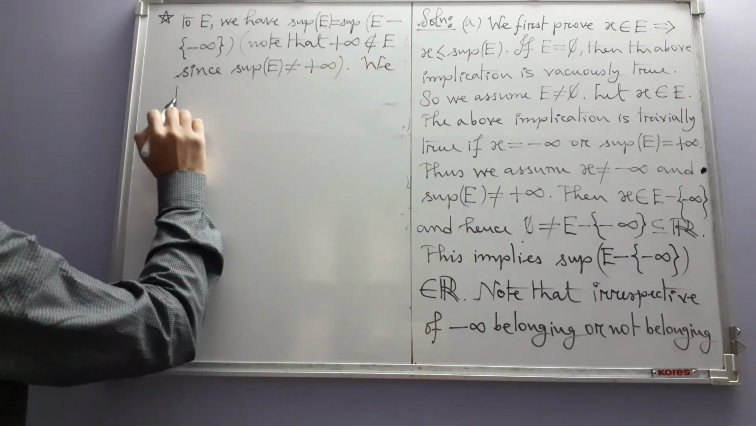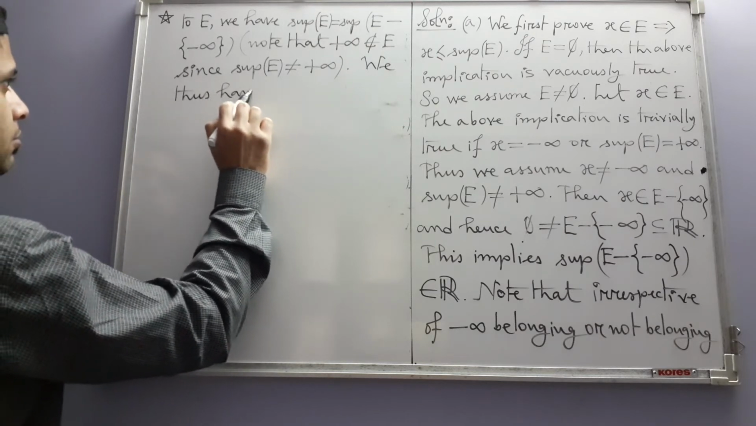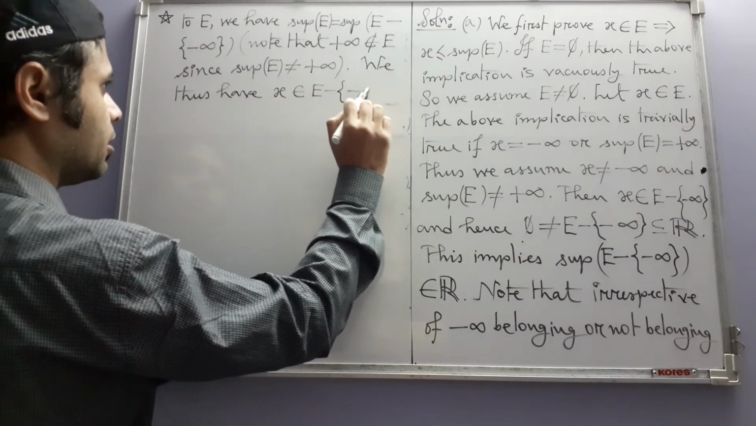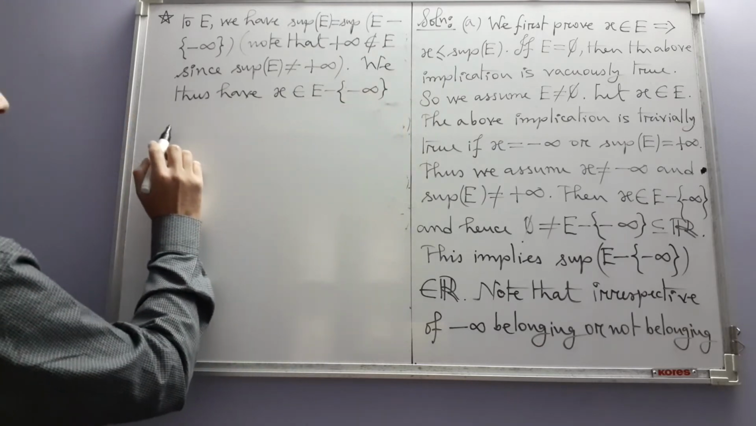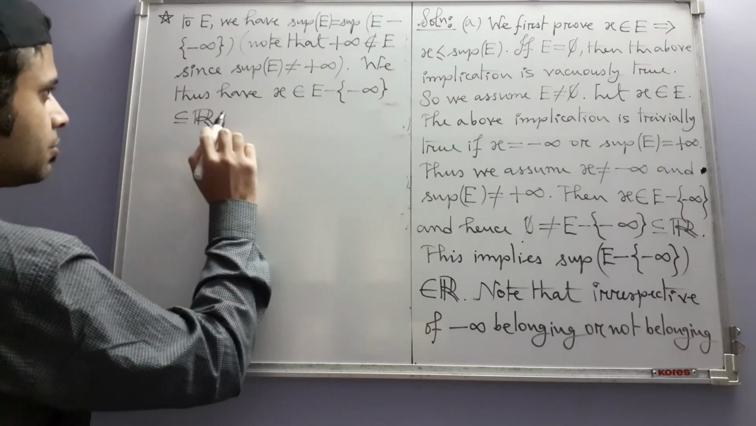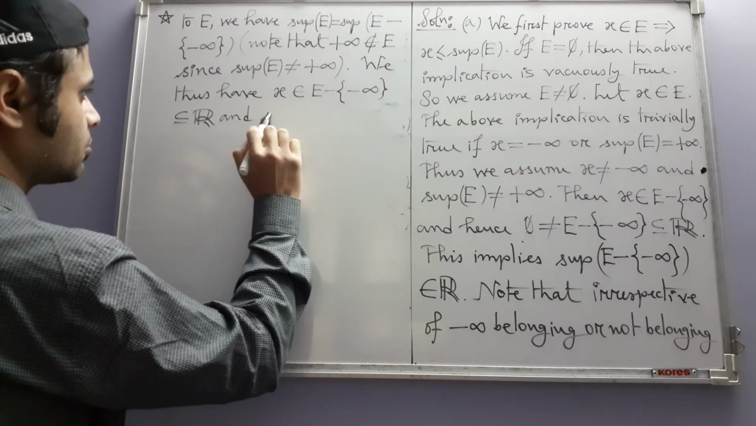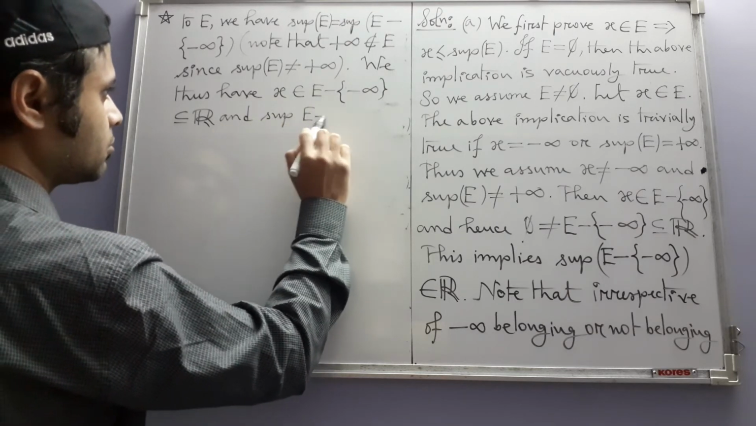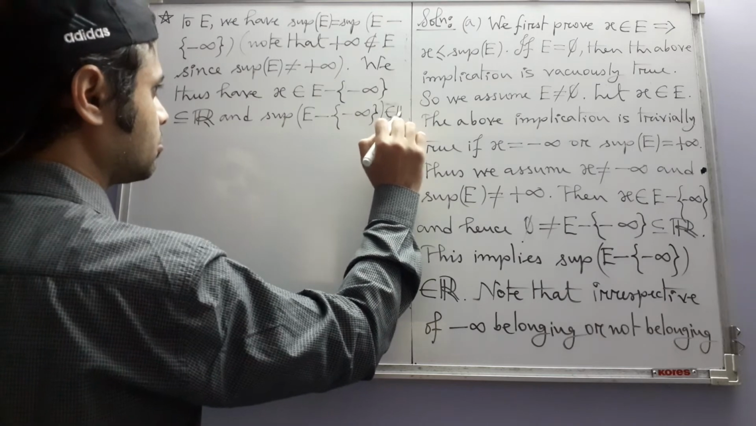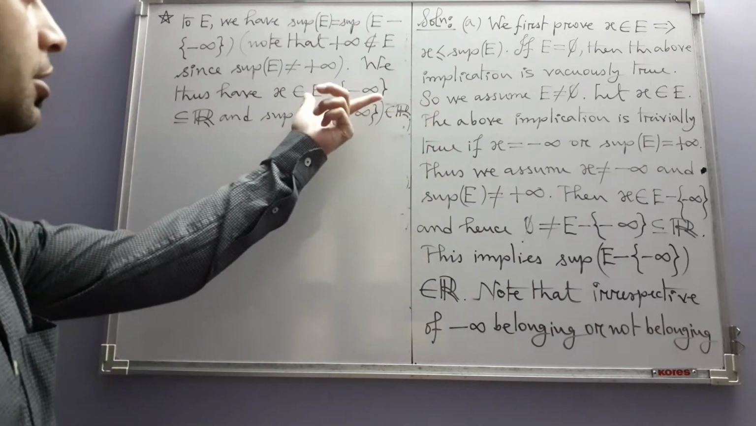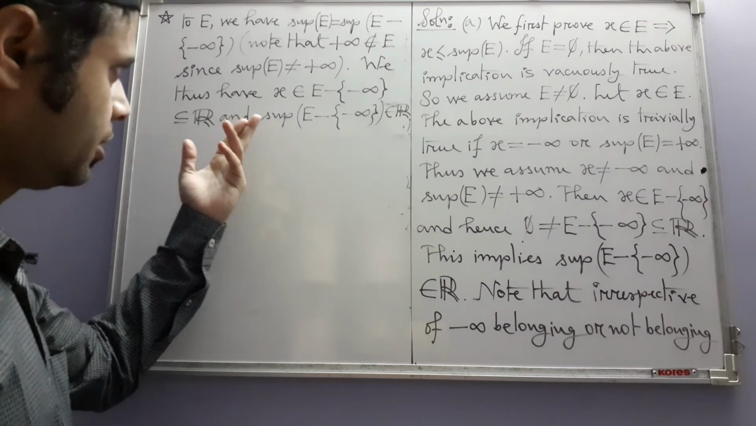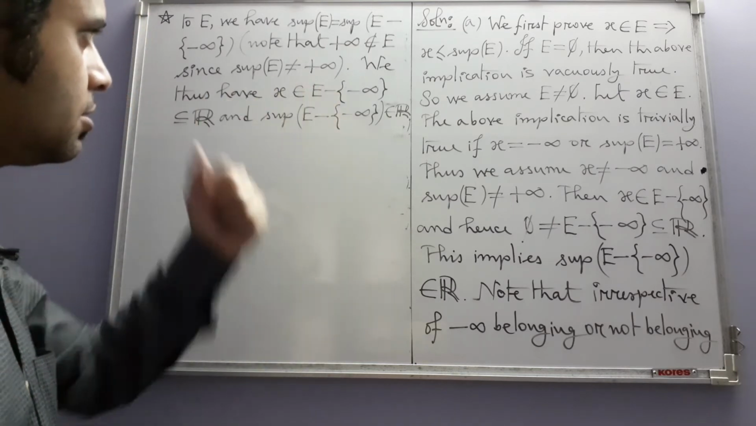We thus have X, an element in this, which is a subset of R, and so this is a non-empty subset of R whose supremum is also a real number. So it is the least upper bound of this set.